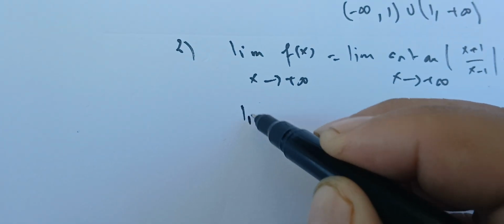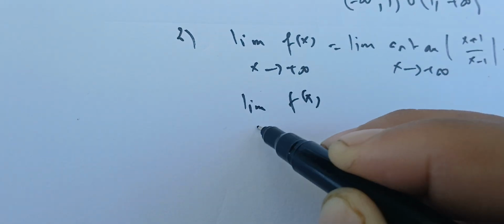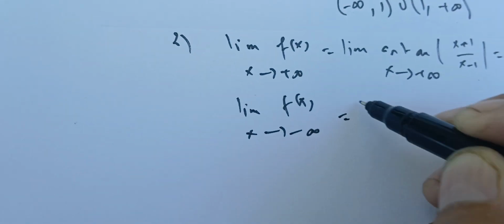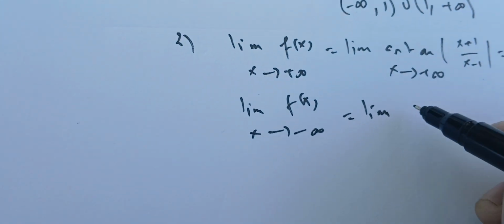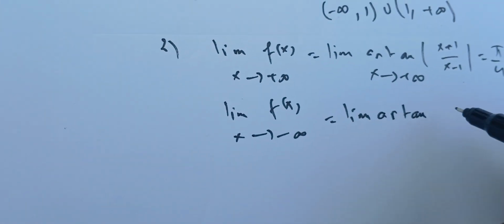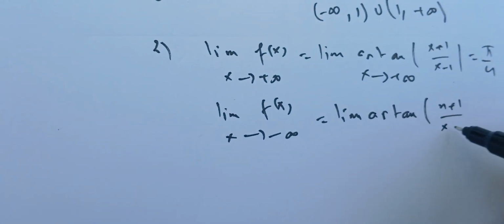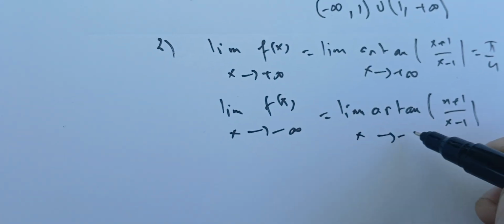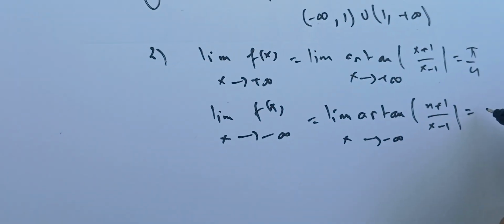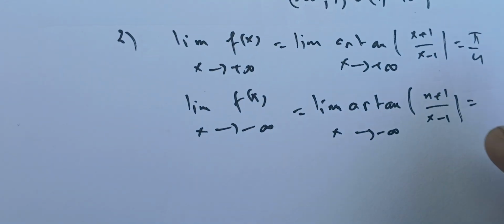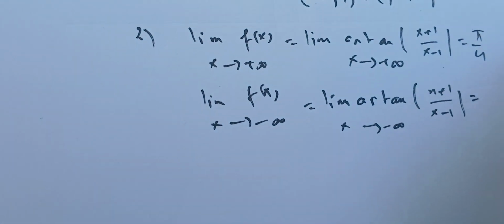The limit as x goes to minus infinity is the same, it's 1. The arctangent of 1 is pi over 4.